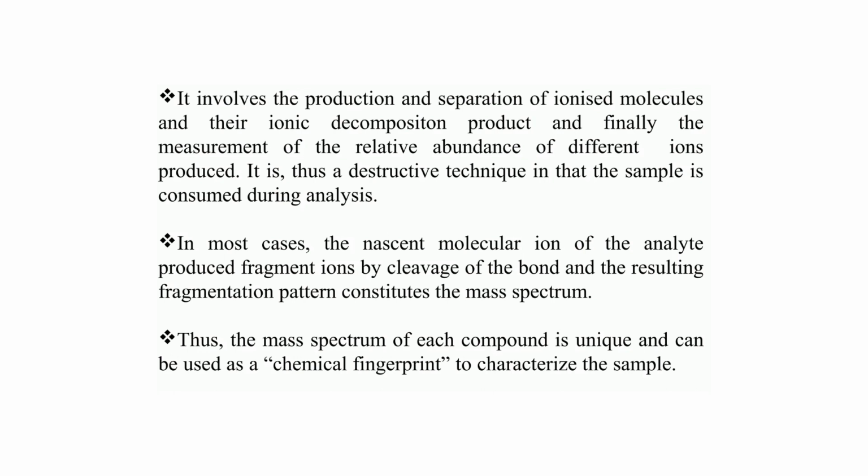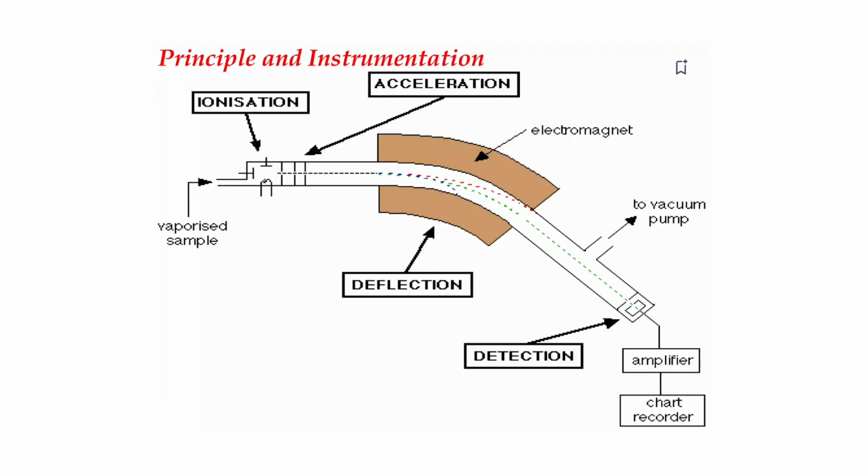In most cases, the nascent molecular ion of the analyte produces fragment ions by cleavage of bonds, and the resulting fragmentation pattern constitutes the mass spectrum. Thus, the mass spectrum of each compound is unique and can be used as a chemical fingerprint to characterize the sample. Here is a diagrammatic representation of what the mass spectrometer instrument looks like.